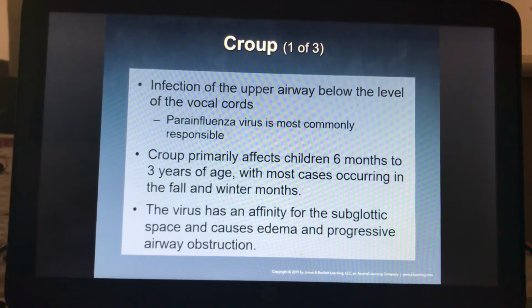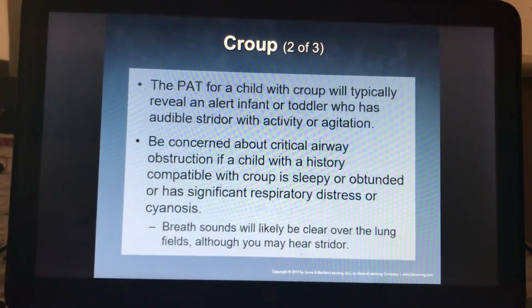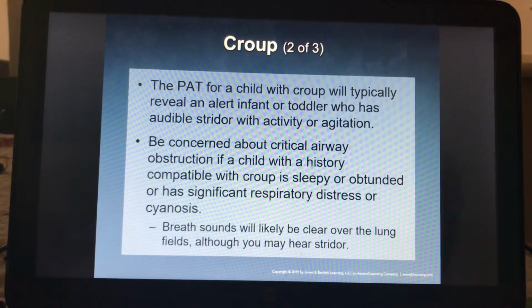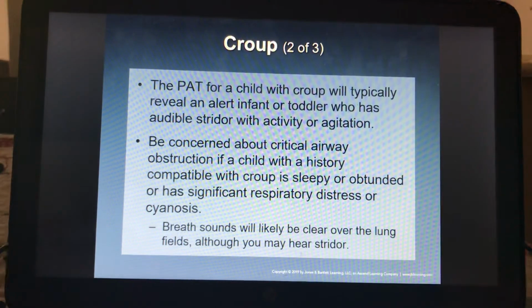They'll have a stridor breathing. Seal bark cough is what they also say. I really can't do it for you, but it's a seal bark cough. Usually their lungs will be clear to auscultation bilaterally. They won't really have any wheezing, rales, crackles, none of that. They'll just have stridor.